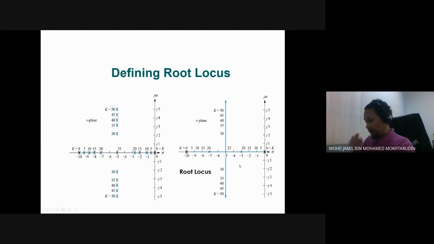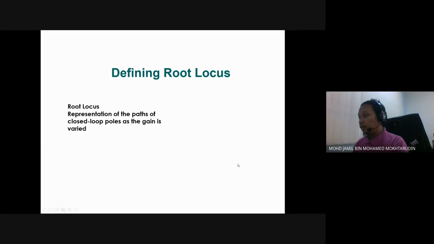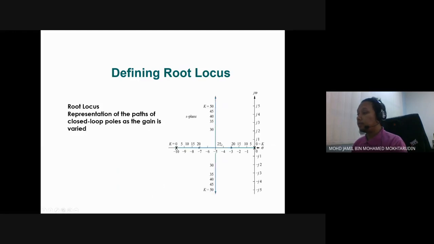Okay, this is the root locus. Root locus basically represents the path of closed loop poles as the gain is varied. When you vary the gain K, the poles will follow this path. It will start from here and then go up, and then start from there and maybe go down. It's something similar to a graph but has direction. It will start from 0 and go up, and start from -10 and go down.